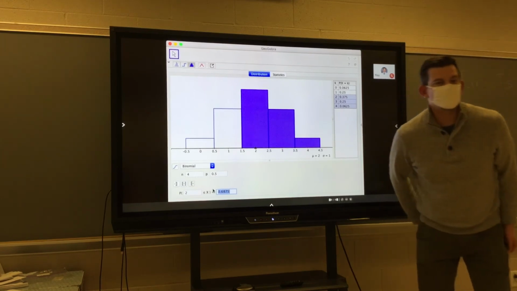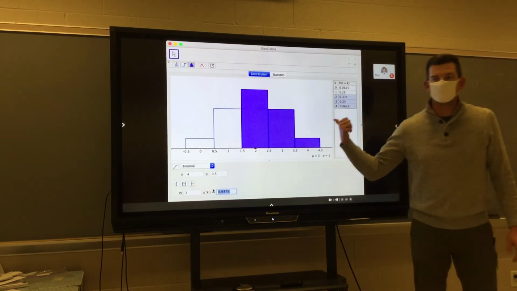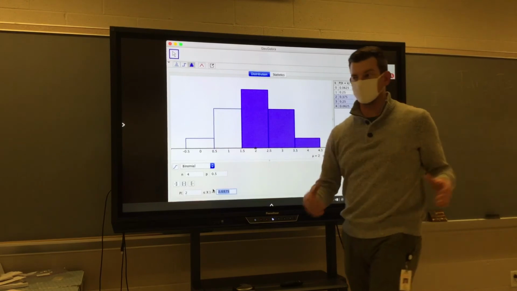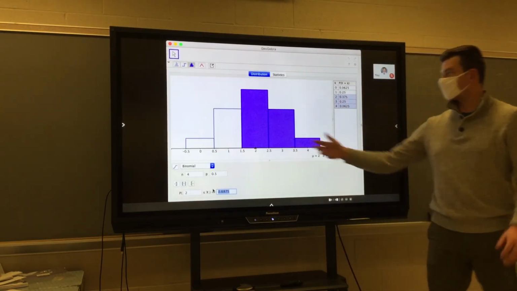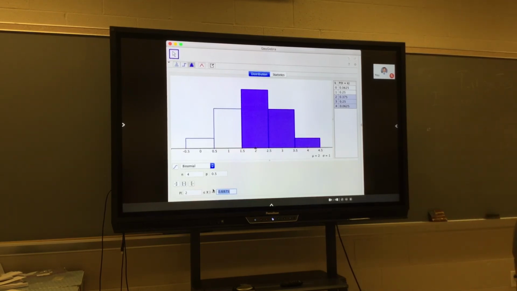Now, if push came to shove, we could have done that by hand. We already had the probability distribution in front of us. I could have just added those probabilities together to get this answer. But again, I mentioned this before. What if I wasn't flipping the coin 4 times, but 40 times?